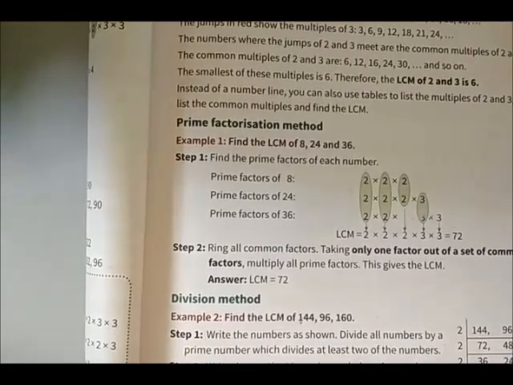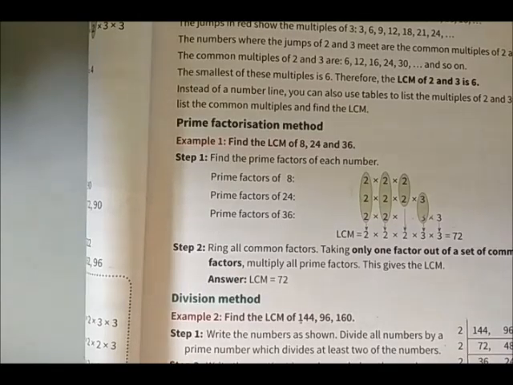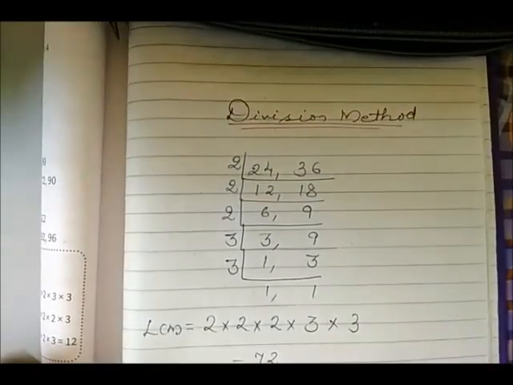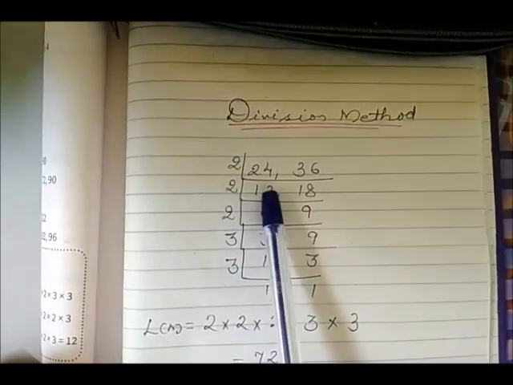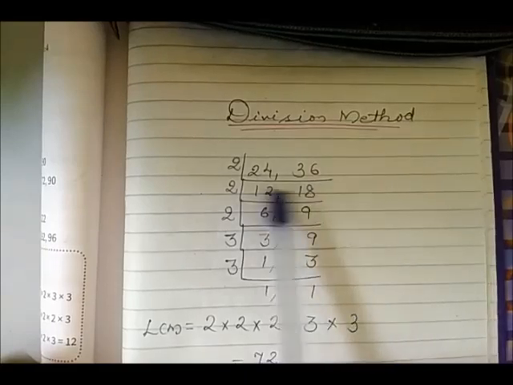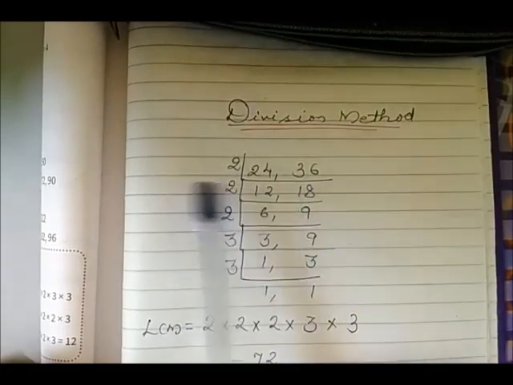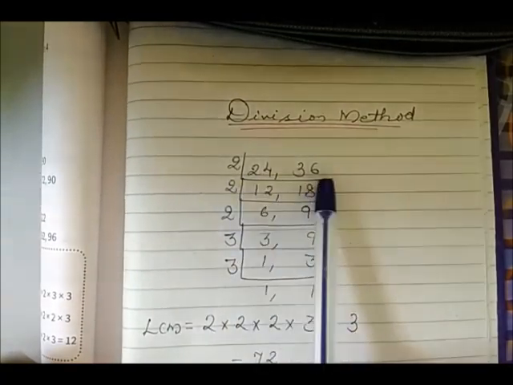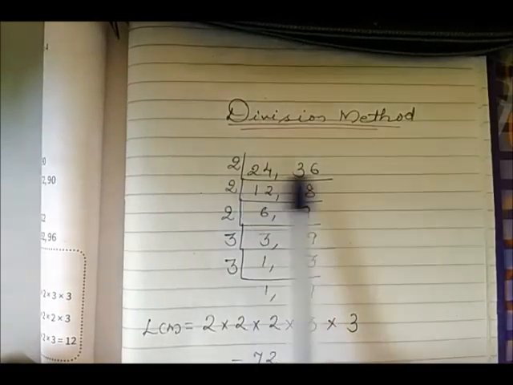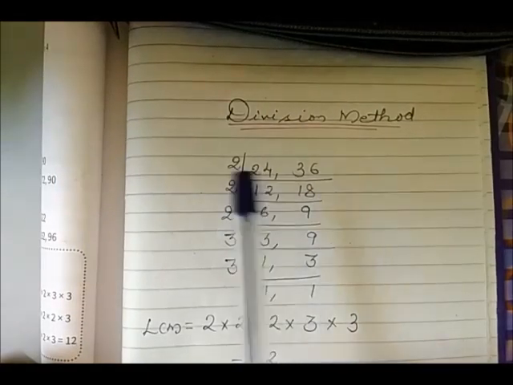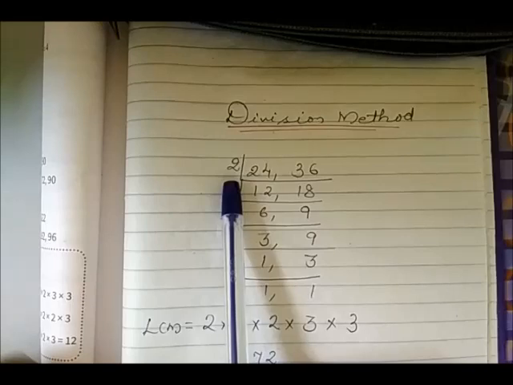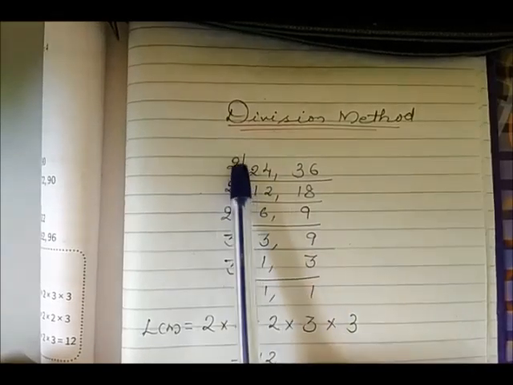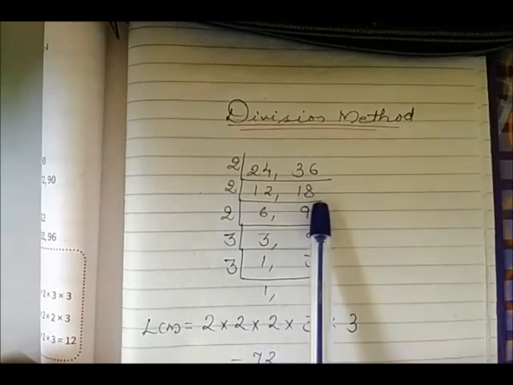And what is the second method? Second method is division method, that I will show you. Okay, this is the division method. Here I have taken one example, that is find the LCM of 24 and 36. So you have to write like this first, then you have to see that with any of the prime numbers at least one number is divisible. Here you can see it is divisible with the prime number 2. So we will divide and get 12 and 18.